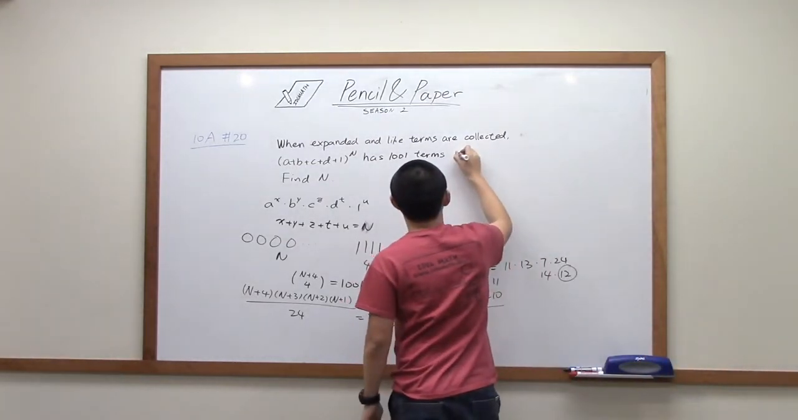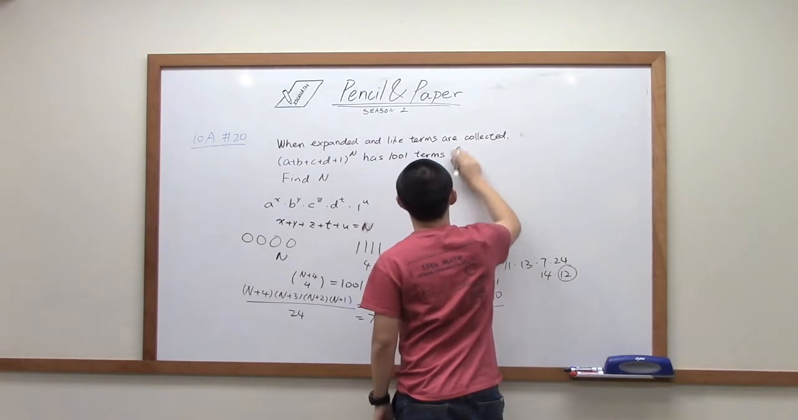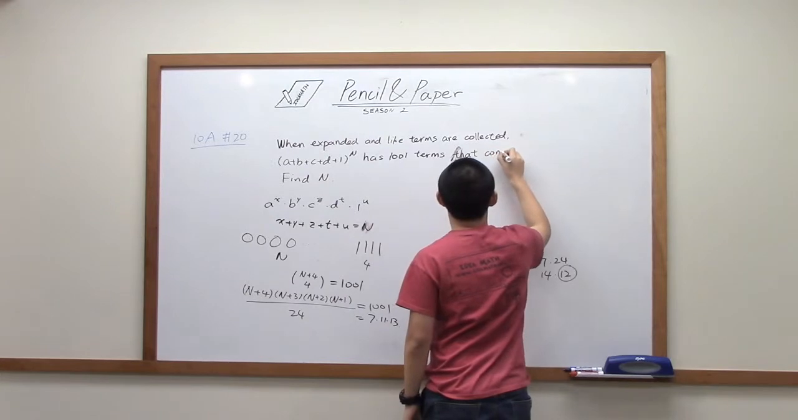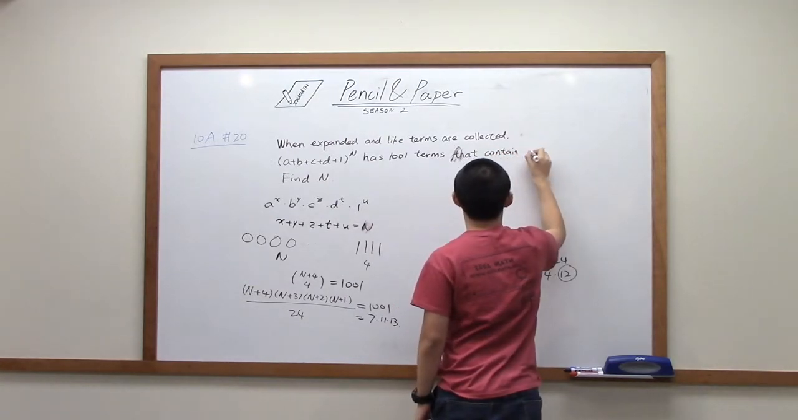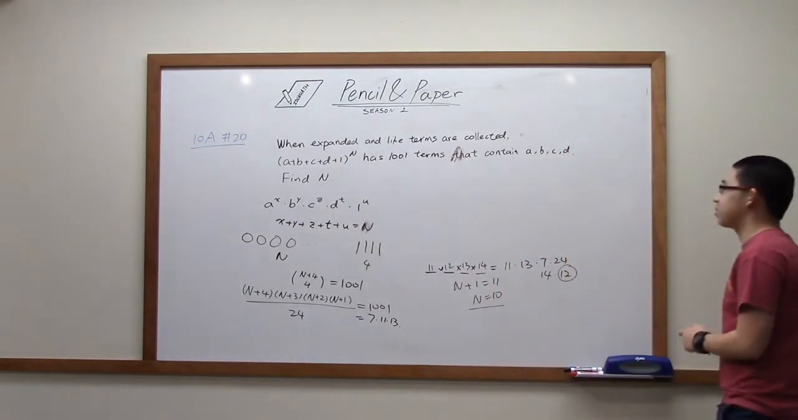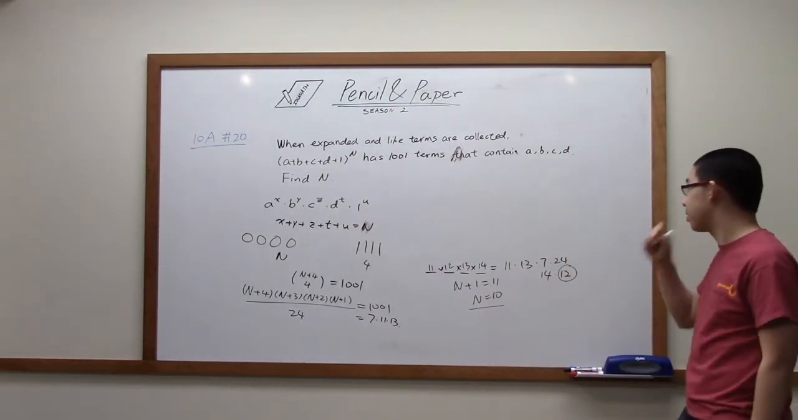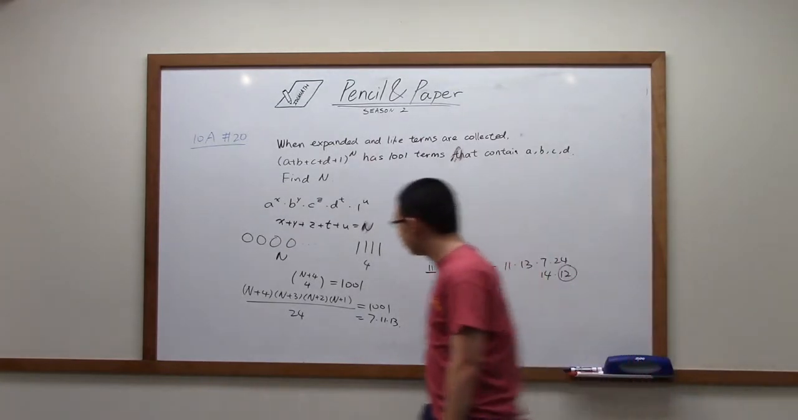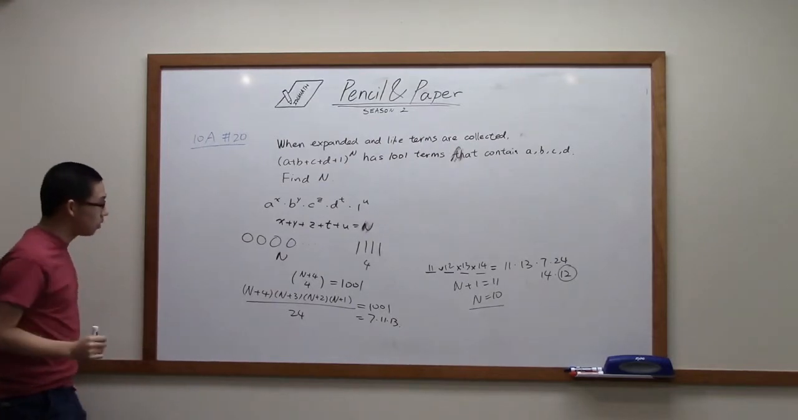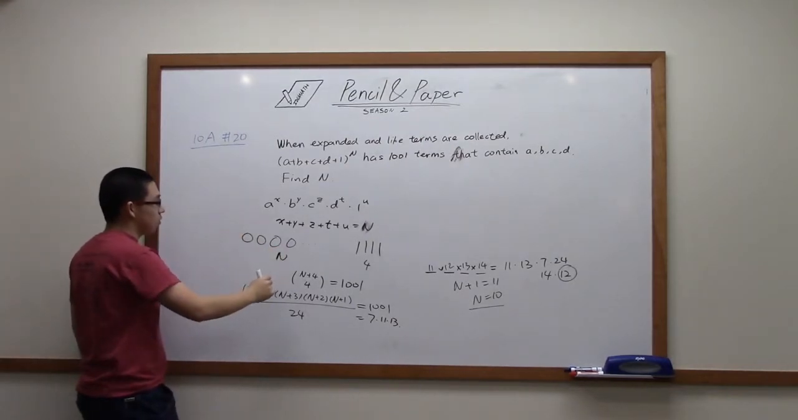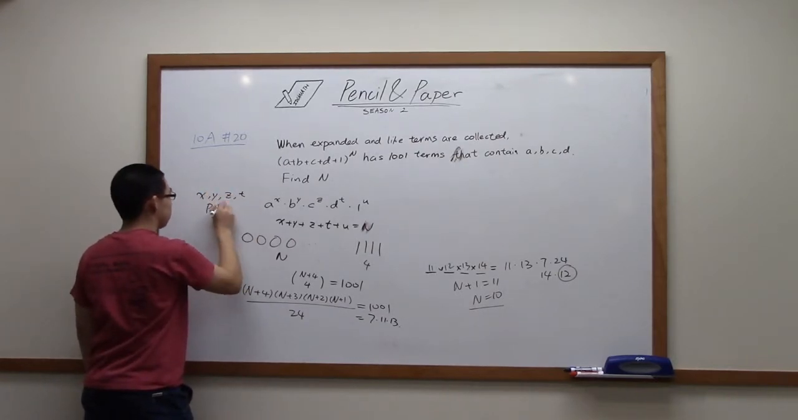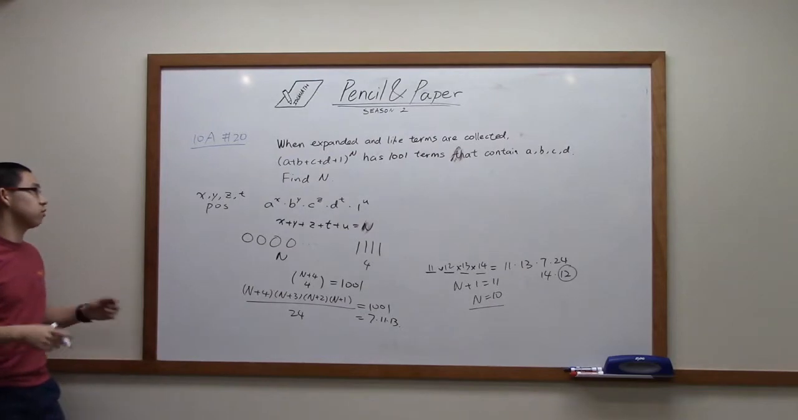Each term must contain at least all 4 of a, b, c, and d. Let's see what this new condition changes in our problem. If they all contain a, b, c, and d, it means that x, y, z, and t are all positive. So you should write that down. Now x, y, z, t are positive. u is still non-negative though.